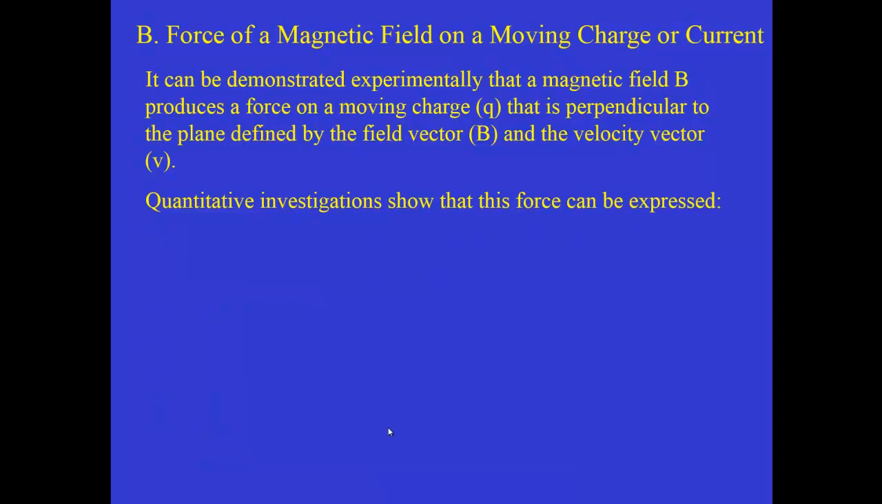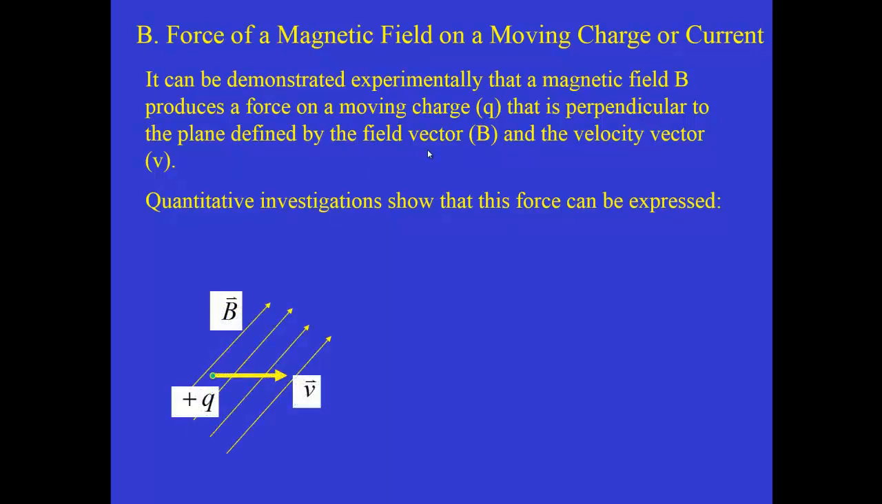Now let's get a little more quantitative with this and try to summarize lots and lots of experimental evidence that has been accumulated over the years using just a few simple equations. So here's the experimental observation. A magnetic field B produces a force on a moving charge that's perpendicular to the plane defined by the field vector and the velocity vector. The force is very interesting because it points perpendicular to the field line, and also perpendicular to the direction of motion of the charge.